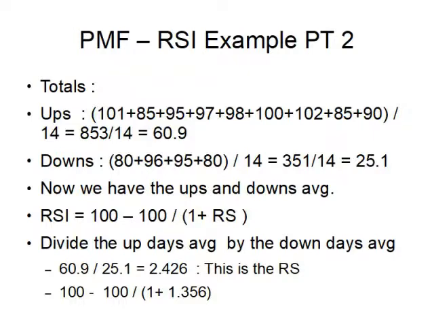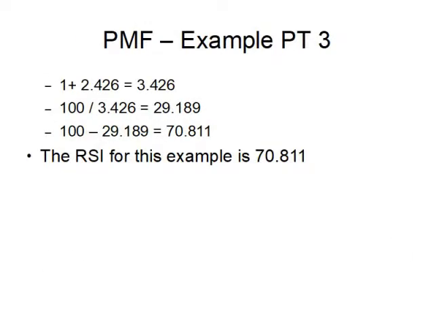We apply the equation, which is actually quite simple. 60.9 divided by 25.1. So that's our ups divided by our downs. That's it, that's the RS. Then we apply the equation, so we add 1 to it. So 2.46 plus 1. There we go. It's that simple.